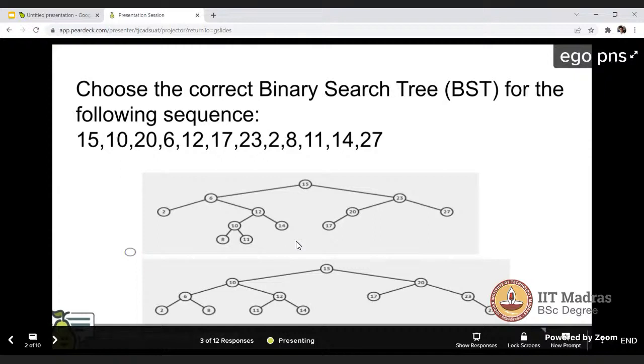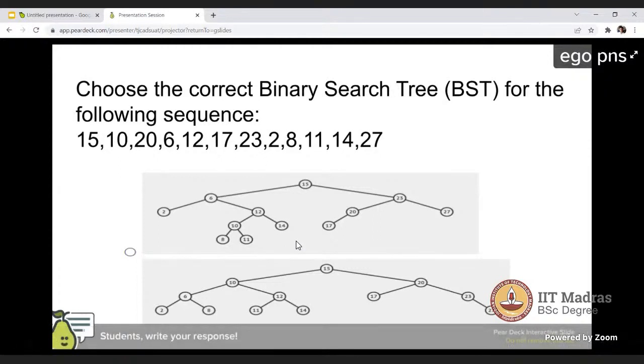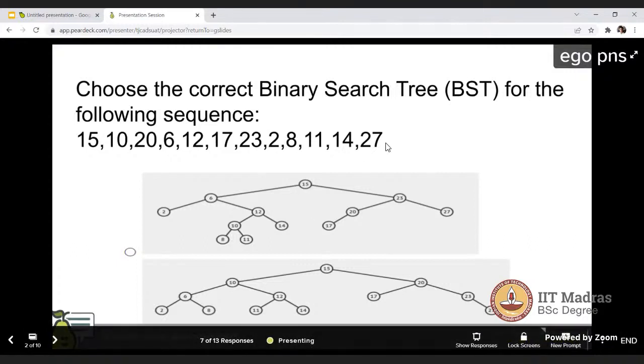Okay. Three responses. Either you can enter one or two, or A or B, anything. A simple one. We'll see how to draw this BST.